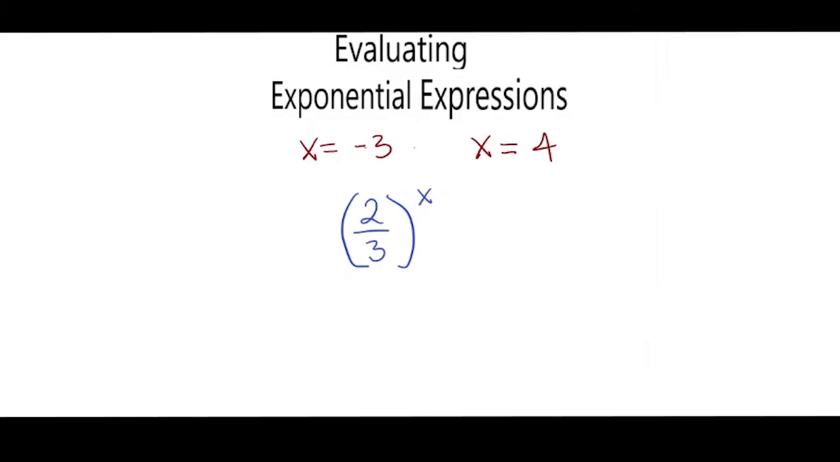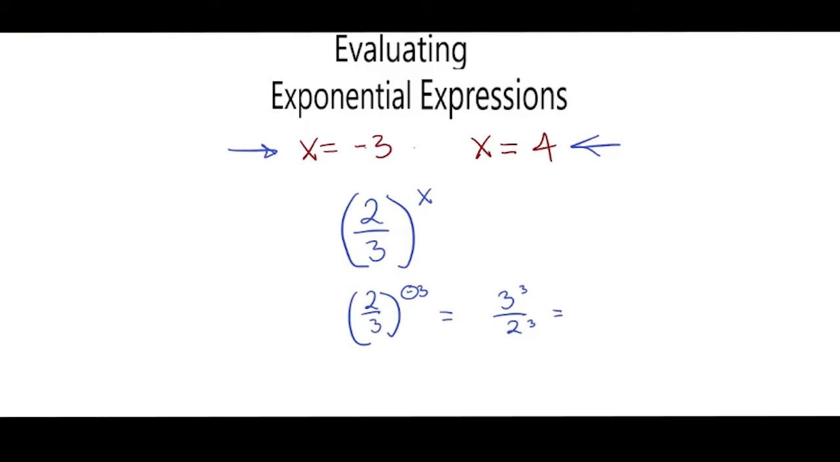So let's say we have 2/3 raised to the x power, and I need to evaluate that for when x is -3 and for when x is 4. So first we will do x is equal to -3, so that'll be 2/3 raised to the -3rd power. Well, remember, a negative exponent is going to flip the fraction, so that puts 3/2, and we are going to cube the top and bottom.